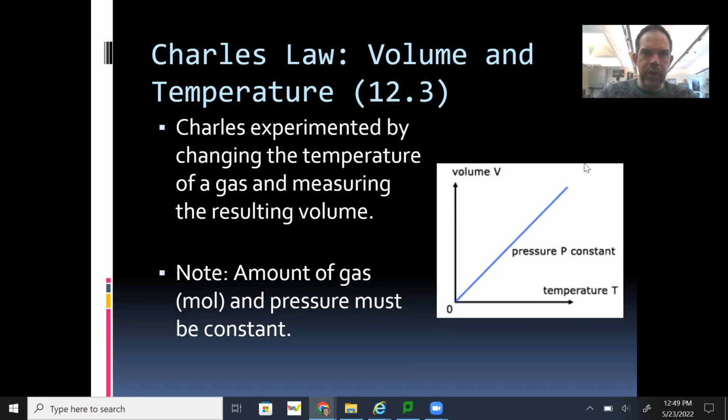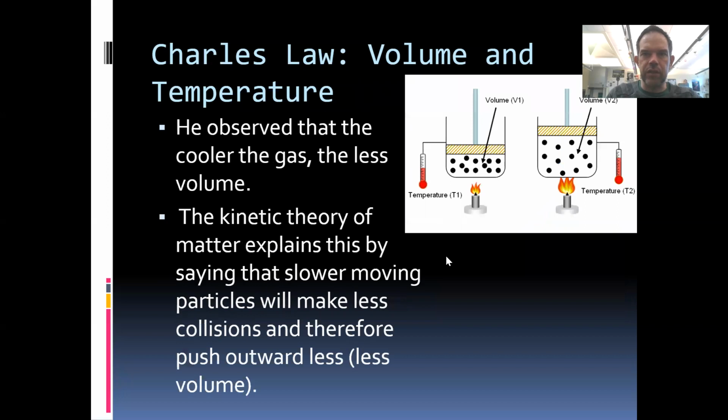This one is volume and temperature. Charles, a different scientist, experimented by changing the temperature of a gas and then measuring the volume. If we do this in the classroom, you'll see what I would have shown you normally, but since I'm not there today, or maybe you're going back over these later, there'll be pictures that show you the same thing. You'll notice the same pattern here: if I make things hotter, things get bigger. And there's a constant in here that's going to show up.